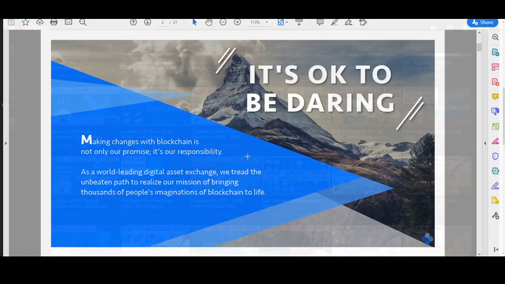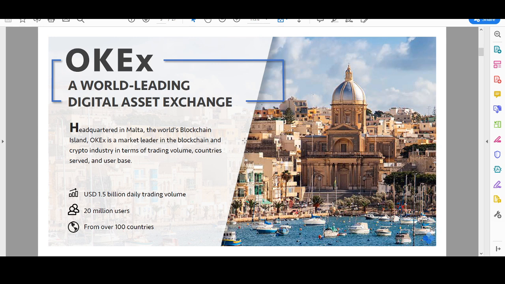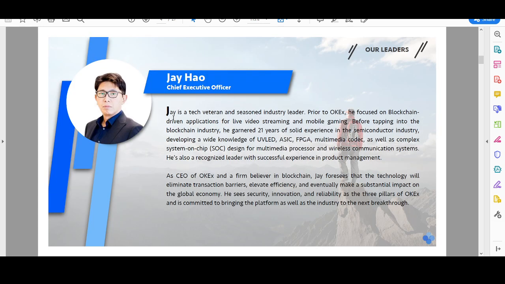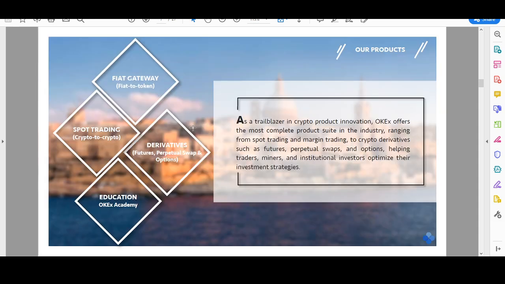So let's carry on with this. Their customer service is good, and they're looking good to me now. One of the things I like about OKex is the products they have. Looking at their team, they look professional. I've dealt with their customer service and their marketing team, and they seem to answer my questions properly.